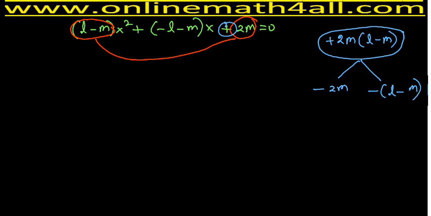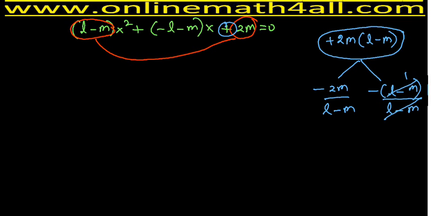Because this is the second step in the process of factoring a quadratic equation, always the two factors are to be divided by the coefficient of x square. Now I am going to divide these two factors by the coefficient of x square. The coefficient of x square is nothing but L negative m. So when I divide, the L negative m will get cancelled.